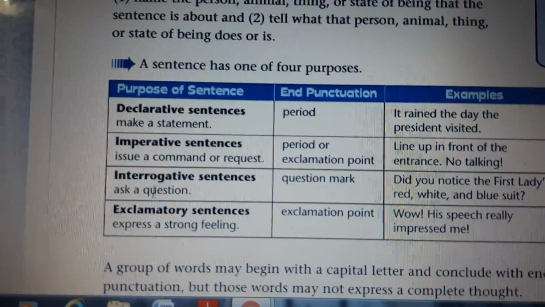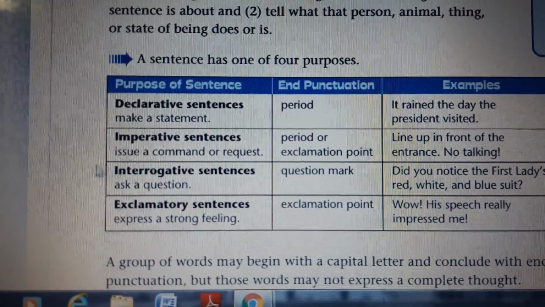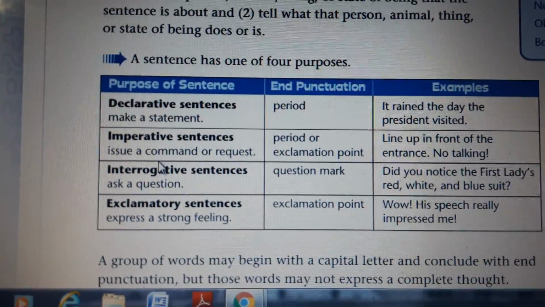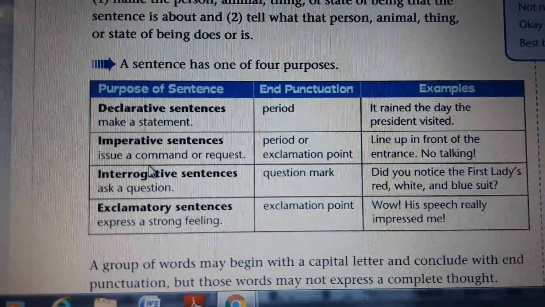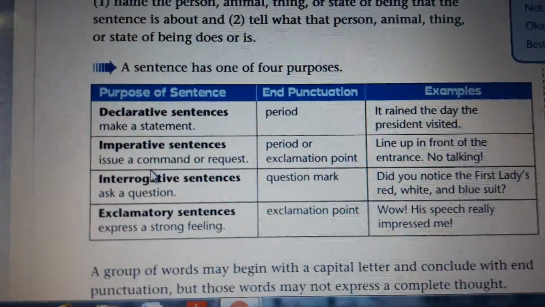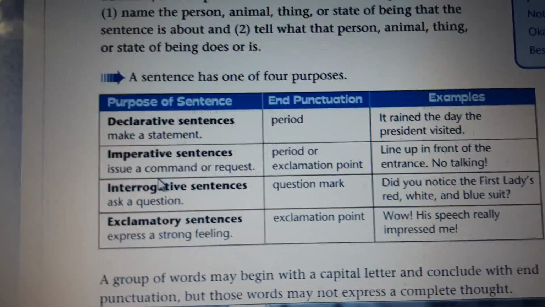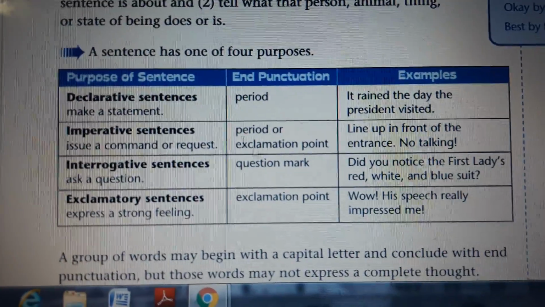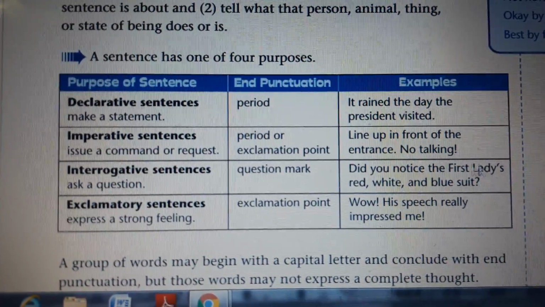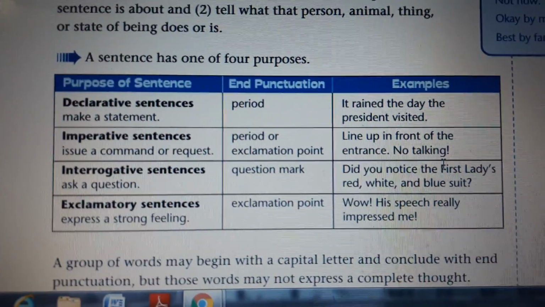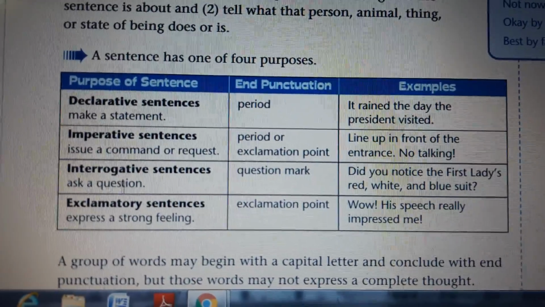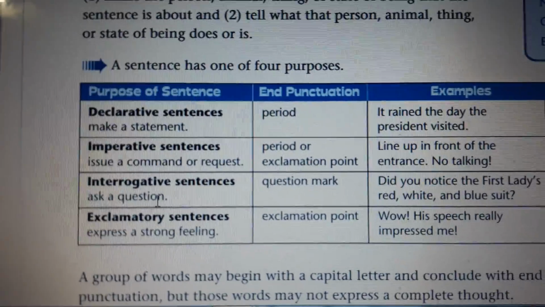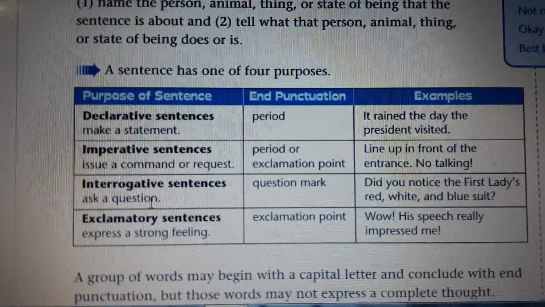Okay, and here we have imperative sentences. These give a command or make a request. Okay, and imperative sentences usually end with a period, sometimes with an exclamation point. Okay, here, line up in front of the entrance, no talking, or do this, or it's a request, describe something please. Okay, do homework, etc., etc.